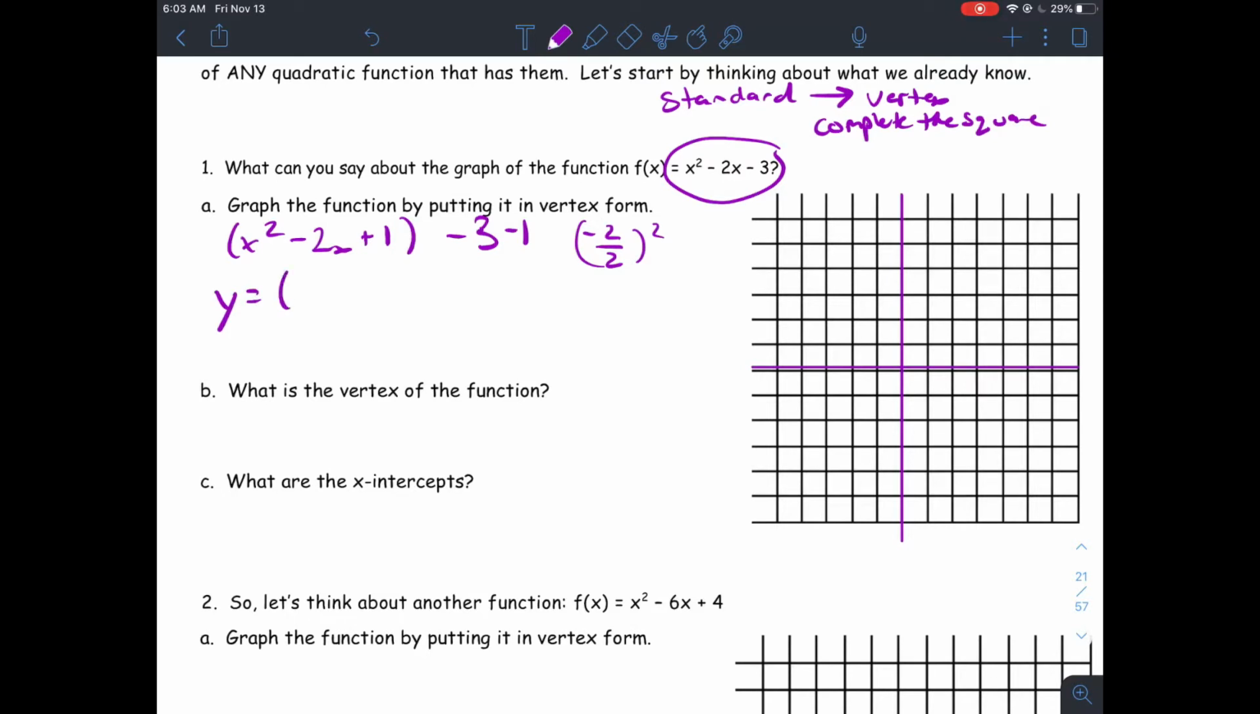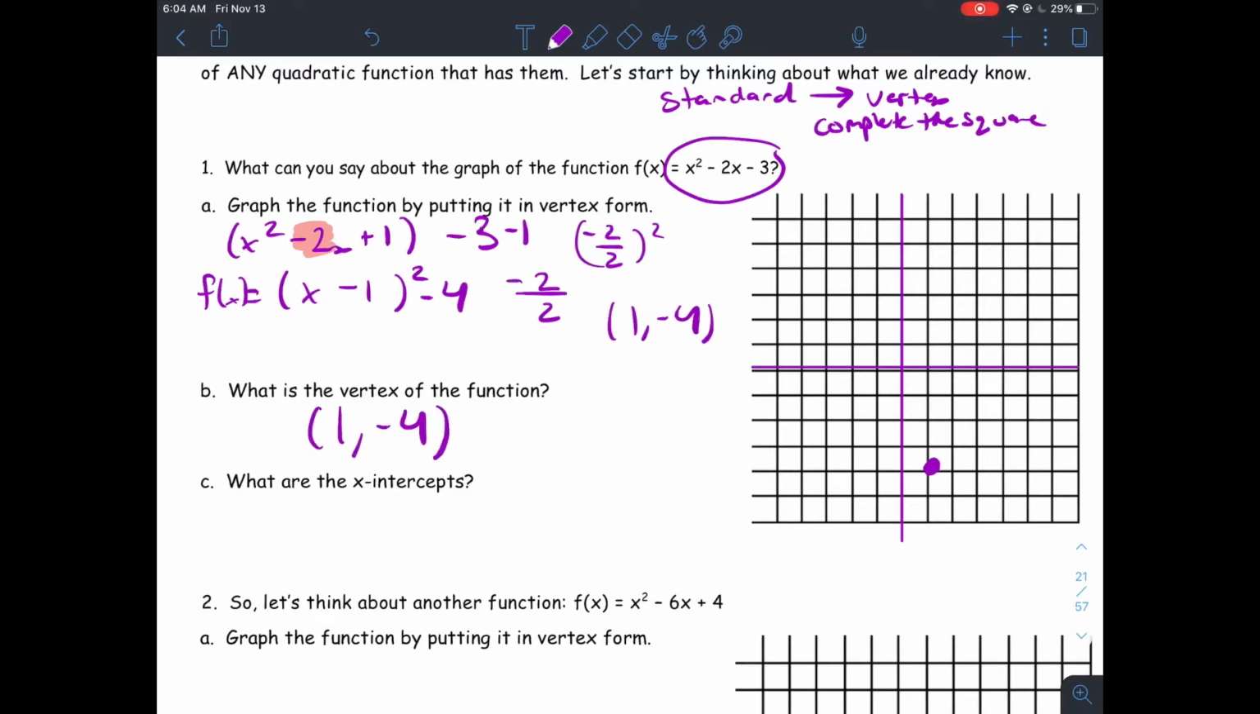So then we're going to do y equals, or I guess this was f of x. F of x equals x, and then remember, this number here is always this number divided by 2. So we would do negative 2 divided by 2, which gives us a negative 1 squared. And then minus 3 minus 1 is going to give us a negative 4. So we've got the vertex form of the function. We know that our vertex is going to be 1, negative 4. So we can go ahead and put that in there.